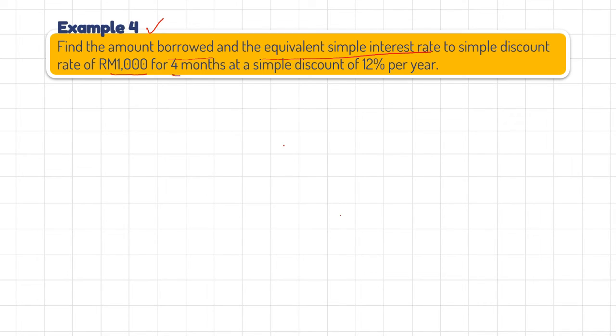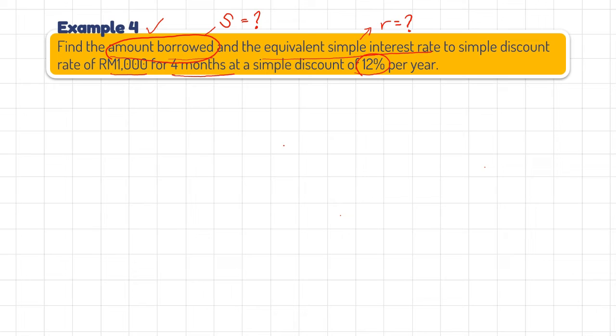Example 4. Find the amount borrowed and the equivalent simple interest rate to simple discount rate of 1,000 ringgit for 4 months at a simple discount of 12% per year. Here, there are two things that we need to find. The first one is the amount borrowed, referring to the capital letter S. The next one is the equivalent simple interest rate, which is small letter r. So these are the two things that we need to find.